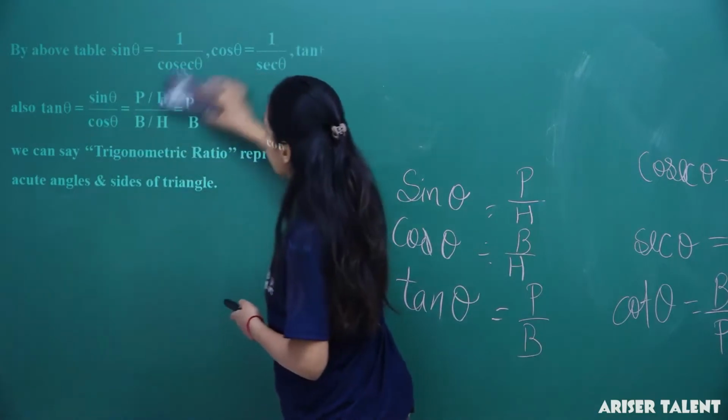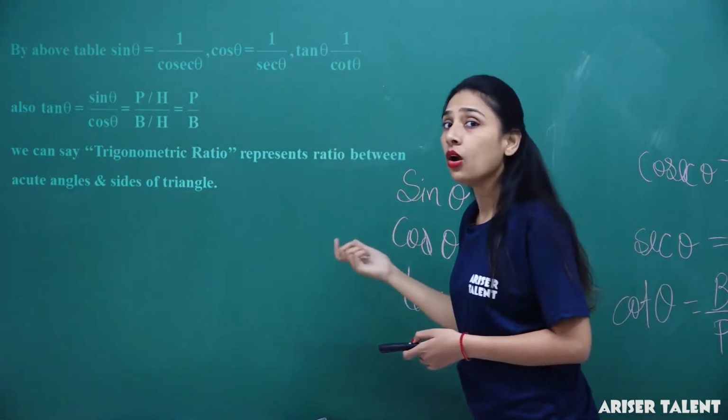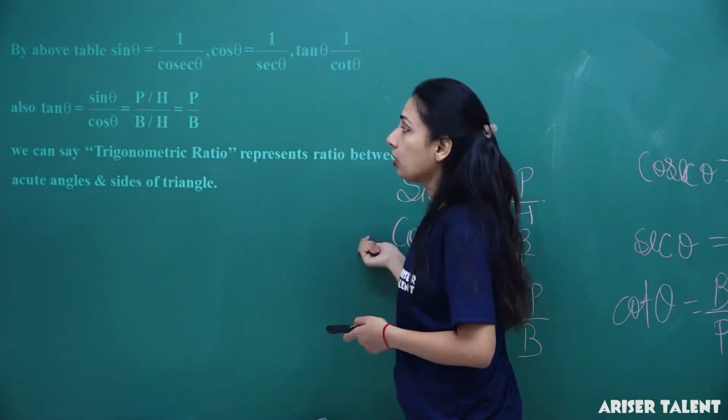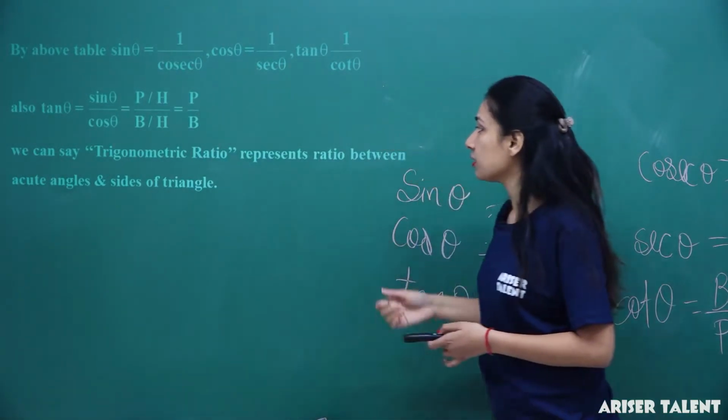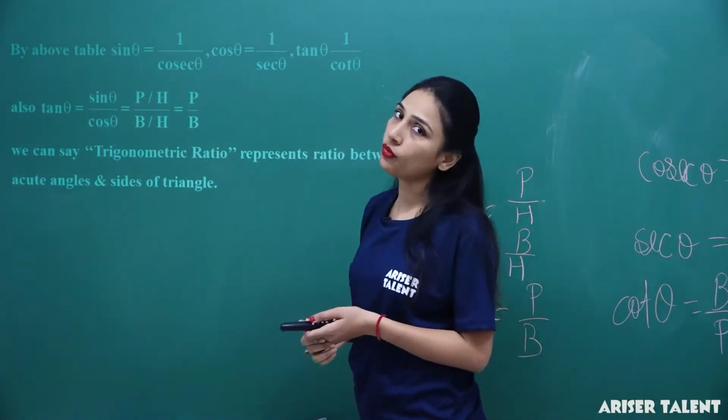So, we have concluded that these are the inverse of sin theta, cos theta and tan theta respectively: cosec theta, sec theta and cot theta. So, we can say trigonometric ratios represent the ratio between the acute angles and sides of triangles.